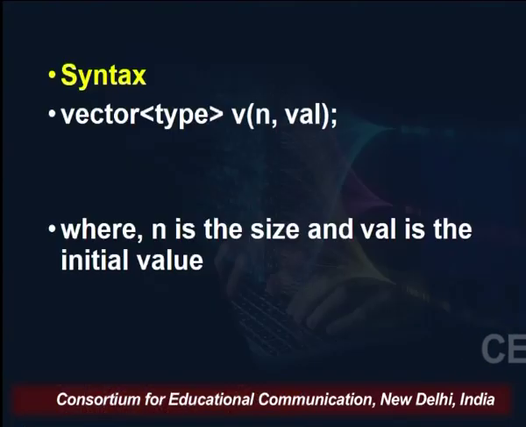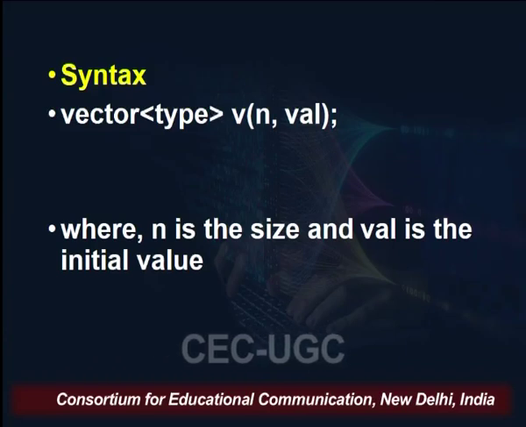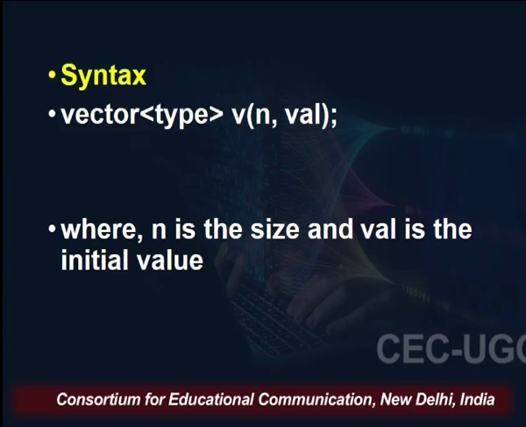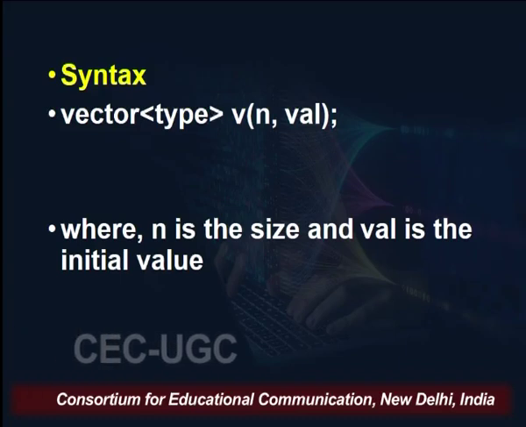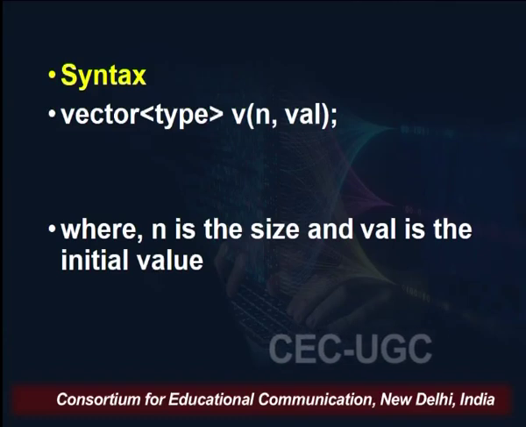We can initialize all the elements of the vector with a single value. For this we need to create a vector of the specified size, for example 5, 7, 9, whatever number you need, and initialize all the elements to the same value using the constructor of the vector, which is going to take two parameters, one is size, another one is value. The syntax goes like this: vector, then the type, then the name of the vector, and within the brackets we are going to pass two parameters to this particular constructor.